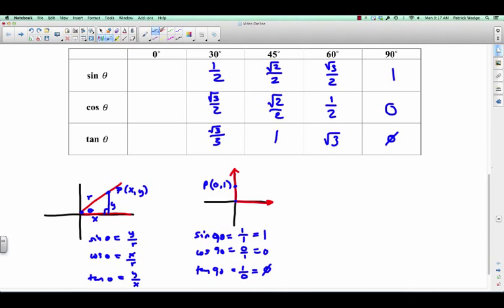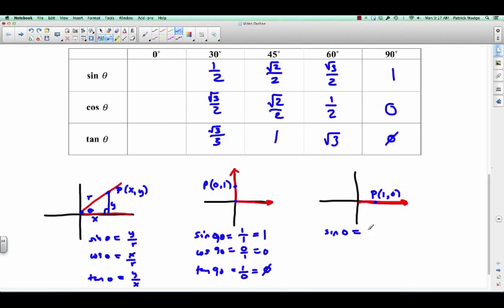Okay, let's do the same thing again, but this time we'll do a standard position angle that's 0 degrees. So here's the initial side, and here's the terminal side. I'm just drawing it right on top. And we can pick any point we want. What would be a great point to pick? How about one step over? 1, 0.